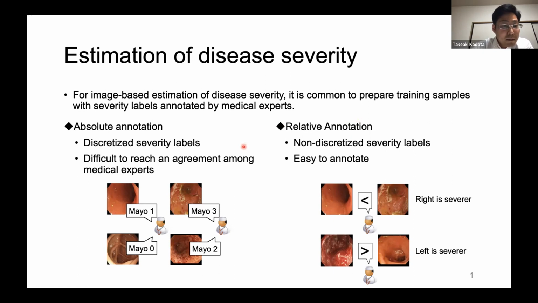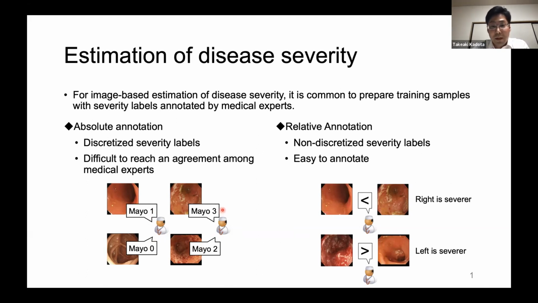However, absolute annotation often makes it difficult to reach an agreement among medical experts. This is because disease severity is not discrete in nature, and thus there are many ambiguous cases. For example, when annotating medical images with 4 discrete levels, 0, 1, 2, and 3, they will frequently encounter medical images with severity of 1.5.